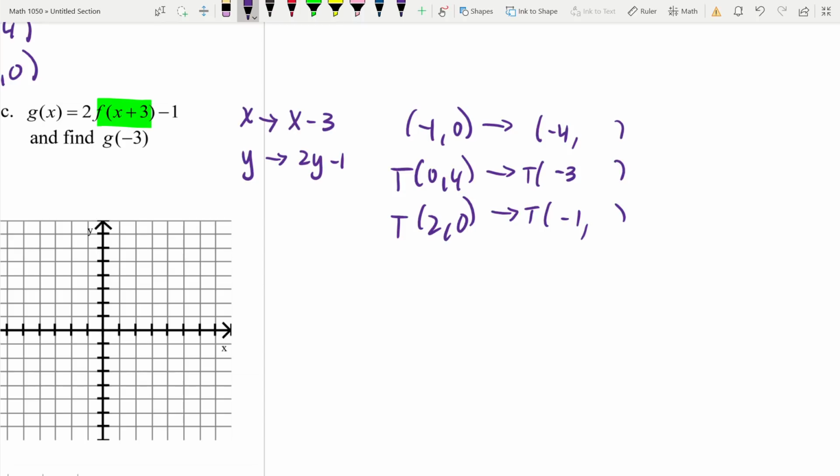Take the y, multiply it by 2, and subtract 1. So 0 times 2 is 0, subtract 1 is a -1. 4 times 2 is 8, subtract 1 is 7. 0 times 2 is a 0, subtract 1 is a -1.